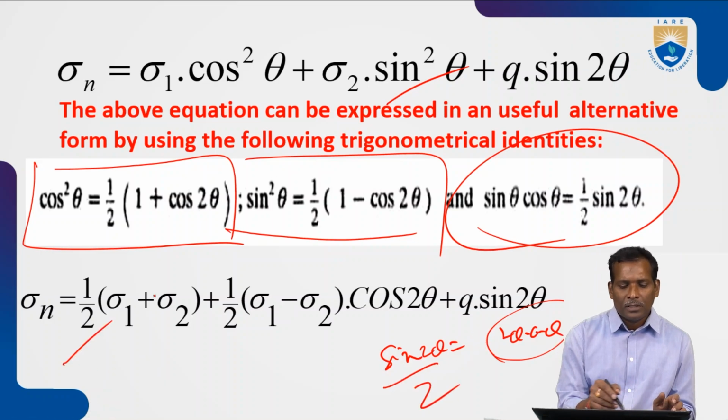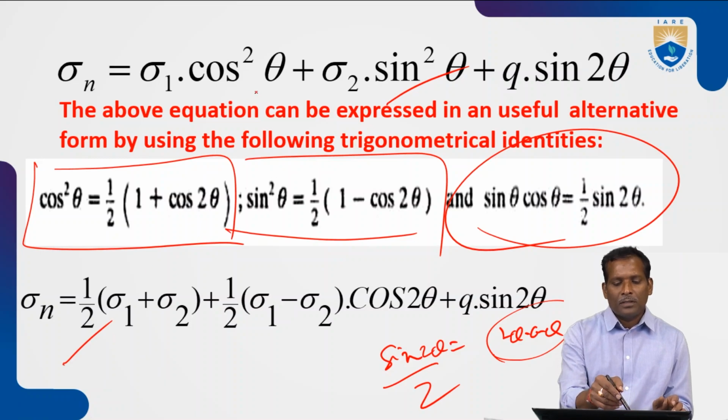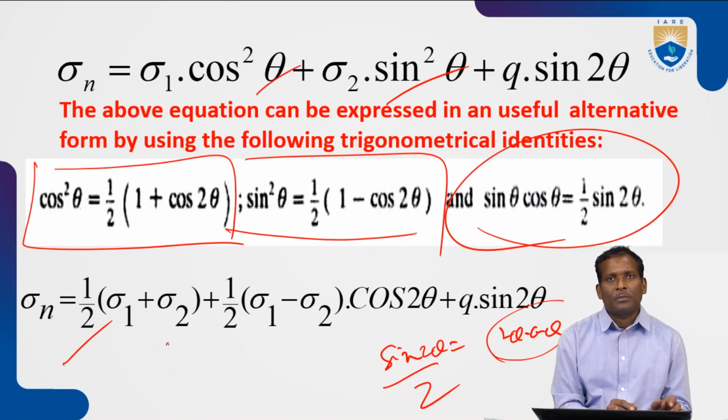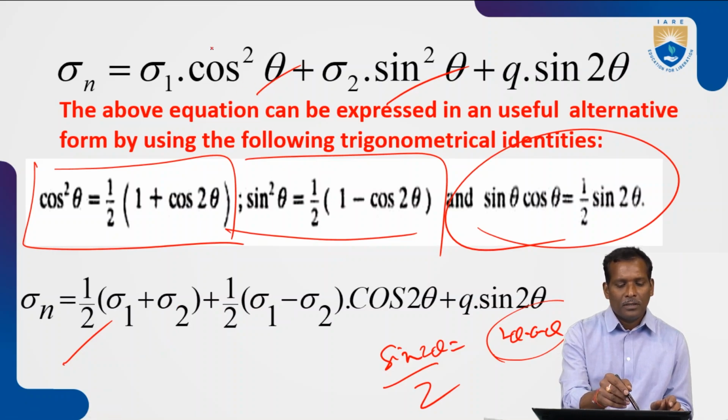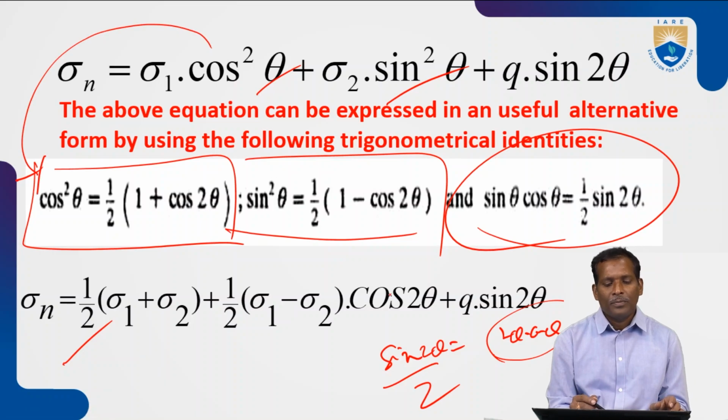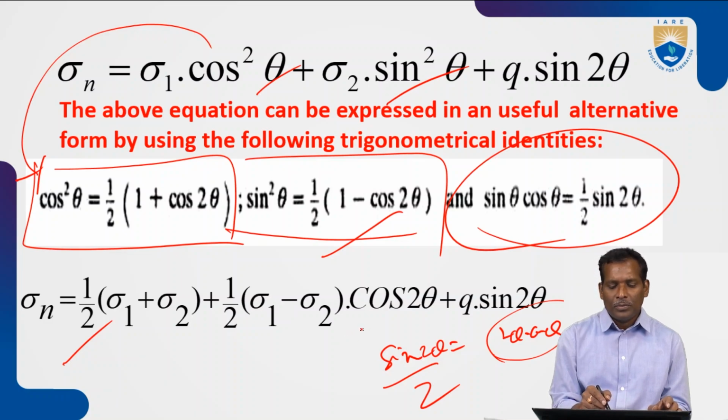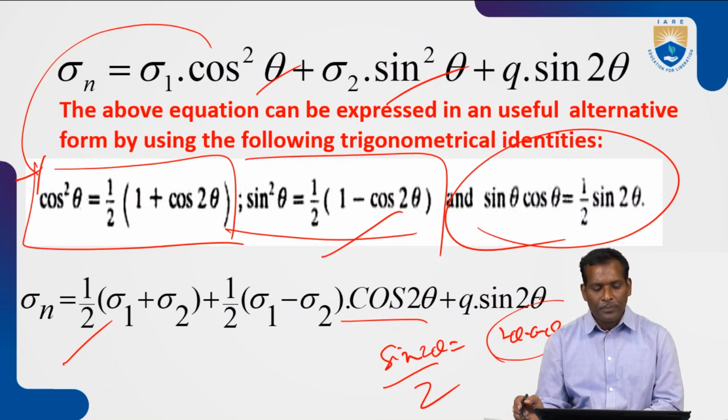So finally, substitute in this equation 1 by 2 into (sigma 1 plus sigma 2). In place of cos square theta substitute this one, and sin square theta write like this, and sin 2 theta you can write as 1 by 2 sin theta cos theta. So 1 by 2 (sigma 1 minus sigma 2) cos 2 theta and then q sin 2 theta.